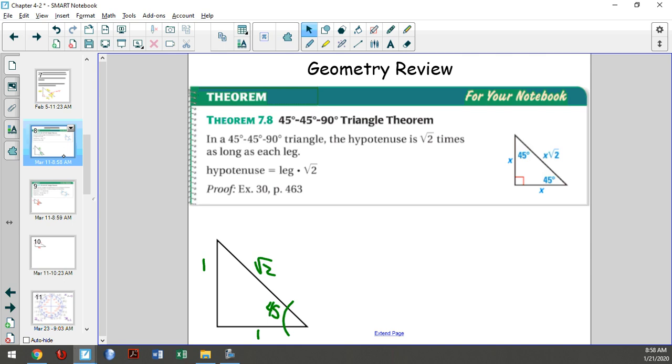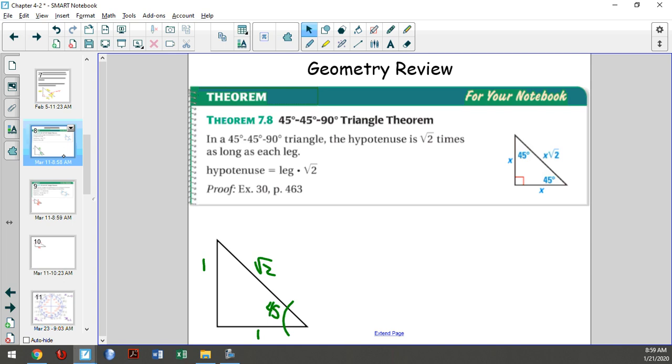45, 45 degree triangle, and this is a theorem that you learned in geometry. In a 45, 45, 90 triangle, the hypotenuse is the square root of 2 times as long as each leg. Well, the leg of our unit circle is going to be our radius. So that's why our legs are 1. Do we all understand that? Our legs are the radius of our unit circle. It's 1. Do we all understand that?